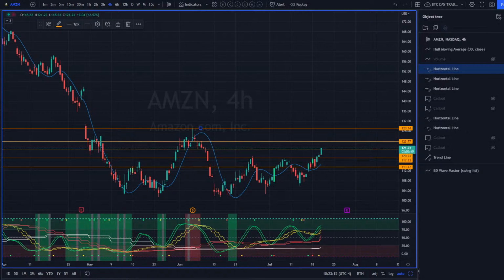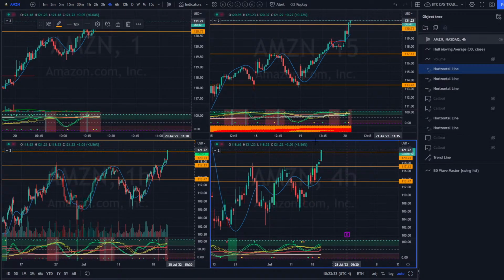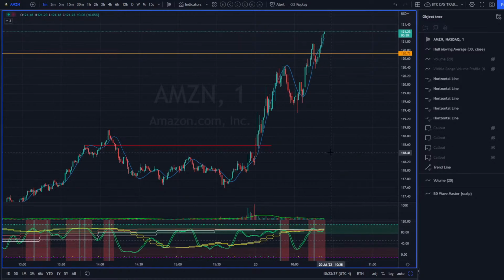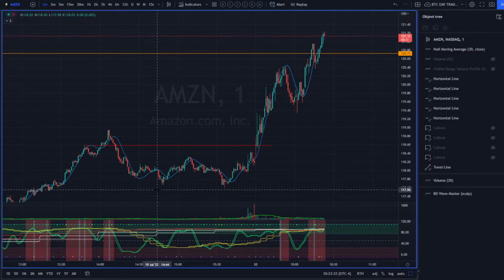What I want to talk about is the trade that we took today, in addition to the trade that was taken yesterday, and how this all works itself out. So first off, yesterday we were in a 118 call. We got into that 118 call at about 12:30 in the afternoon.